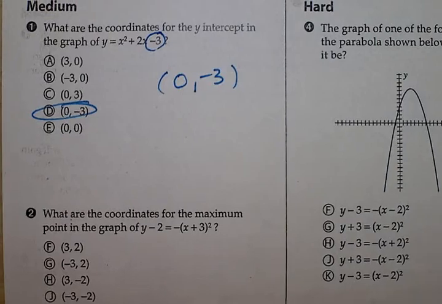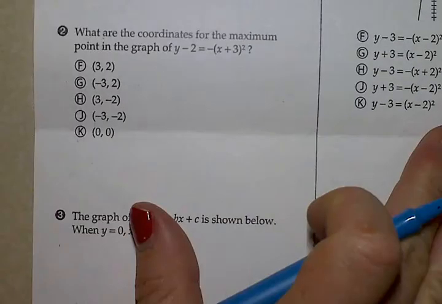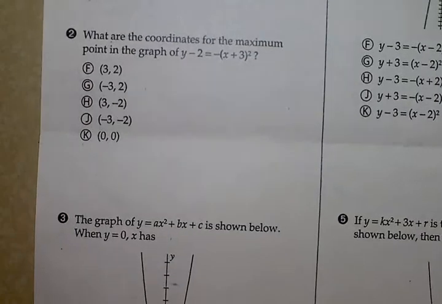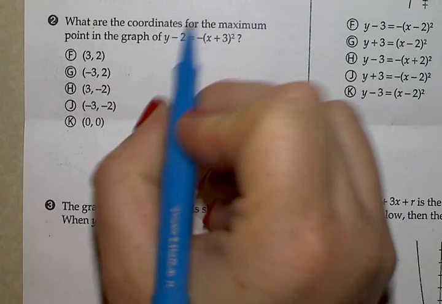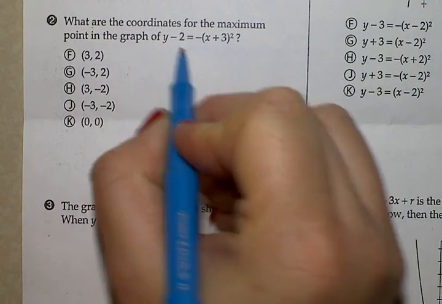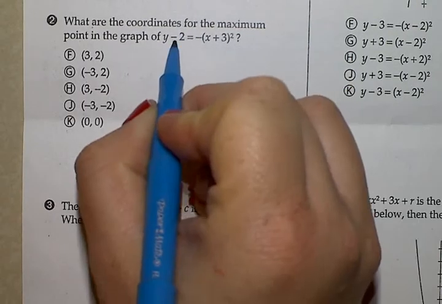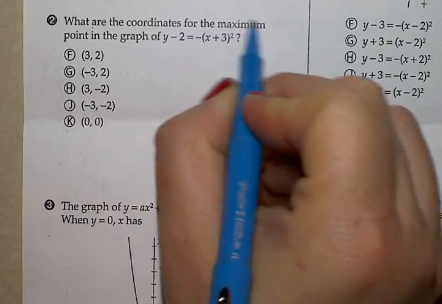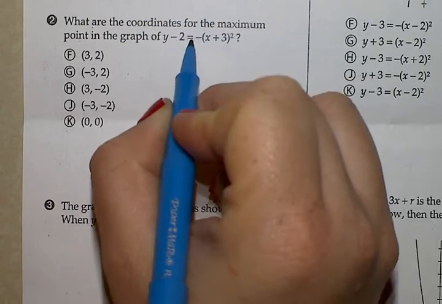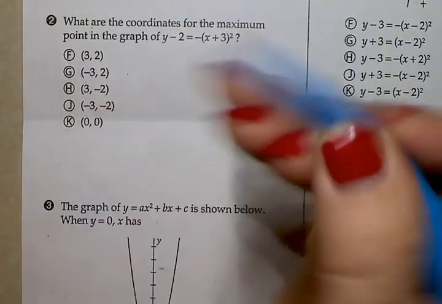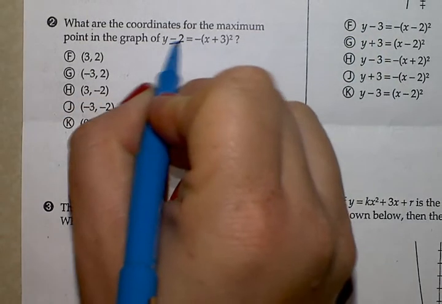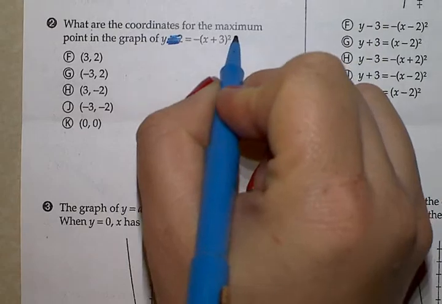Number 2. What are the coordinates for the maximum point on the graph? Well, we're not used to seeing this form. We're used to seeing the form when this number is on the other side. If I take a -2 and move it to the right, it crosses over the equal sign and becomes a +2. Remember, we're working with time here, so I suggest you cross out the -2 and just write a +2 on the back.